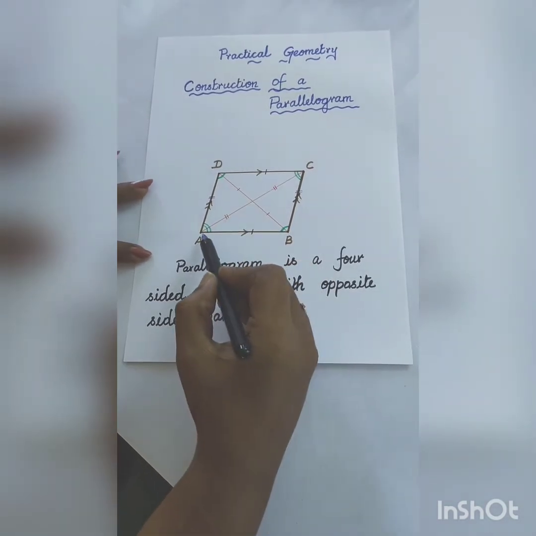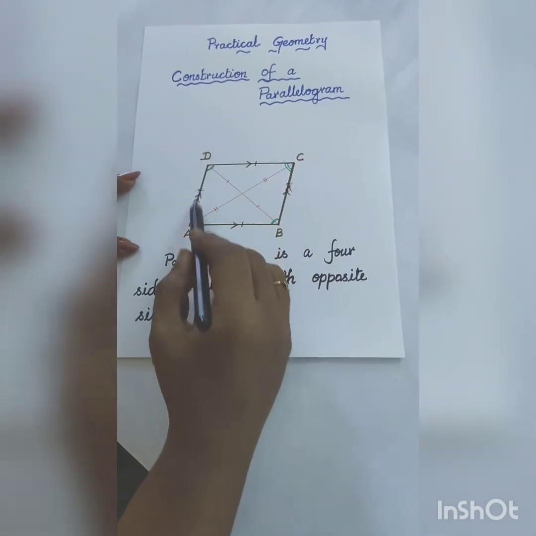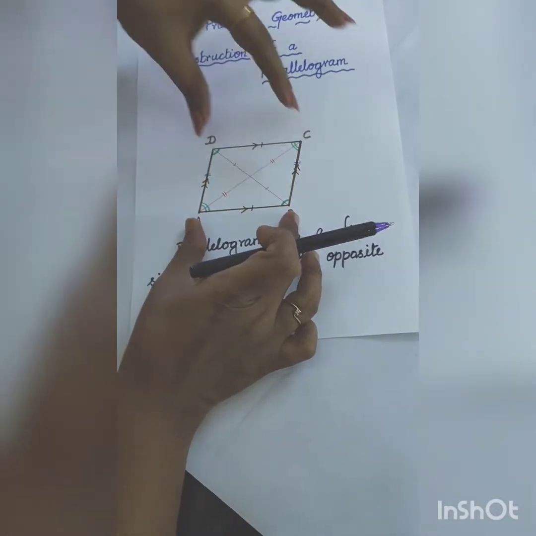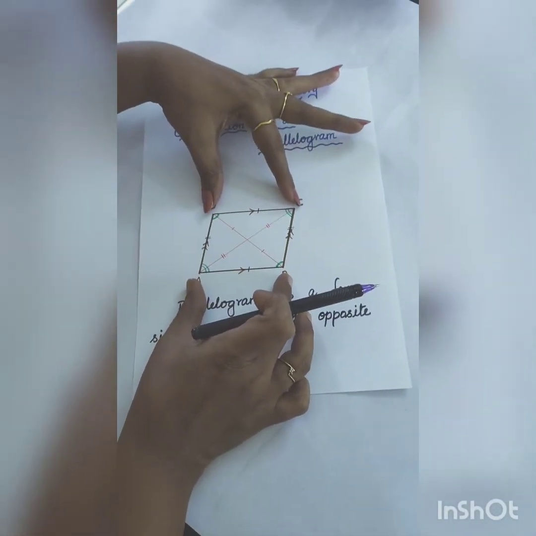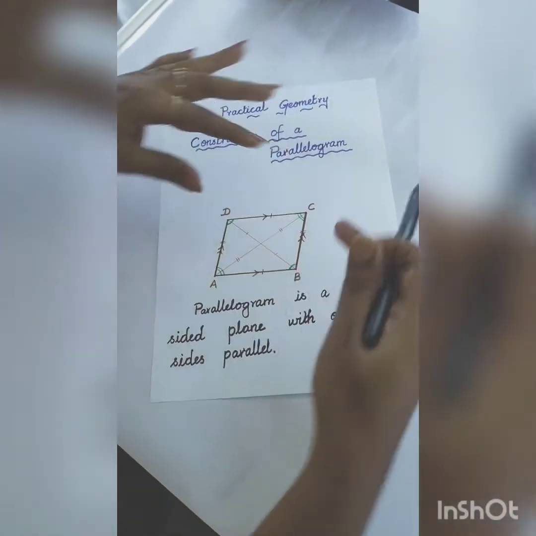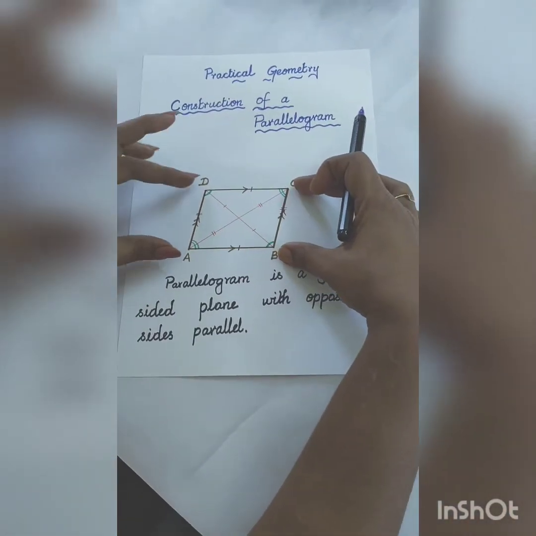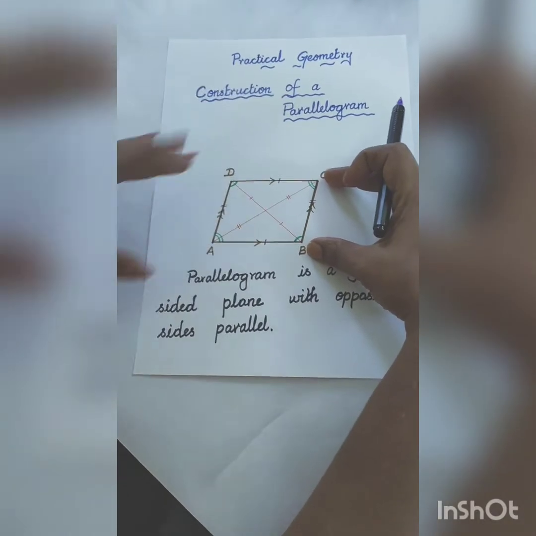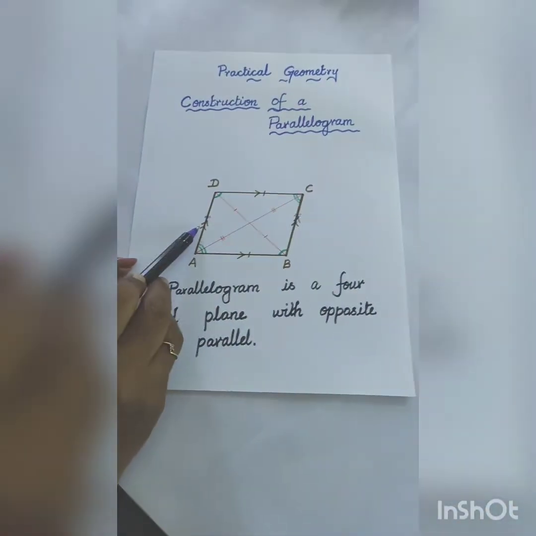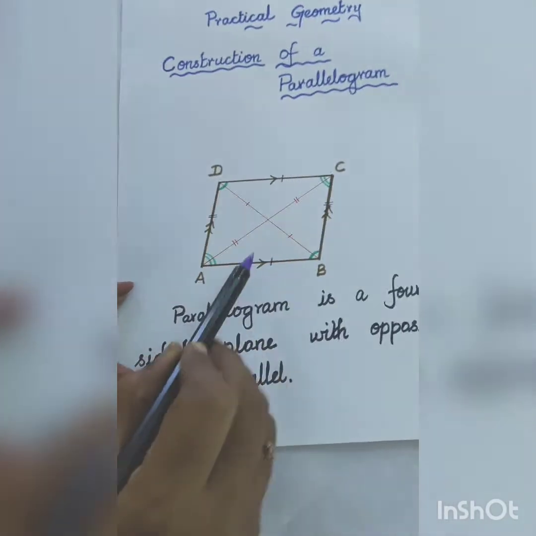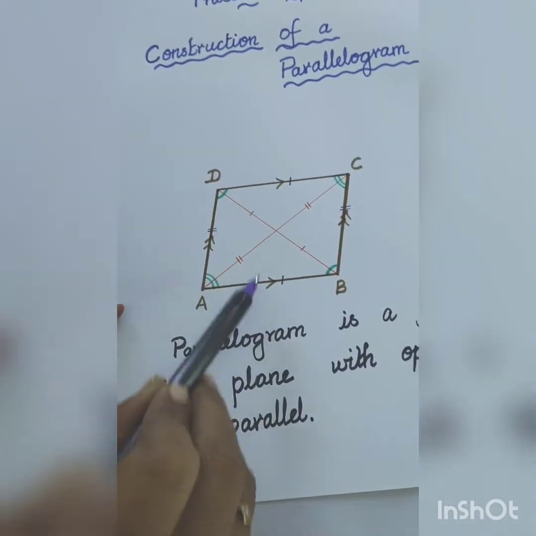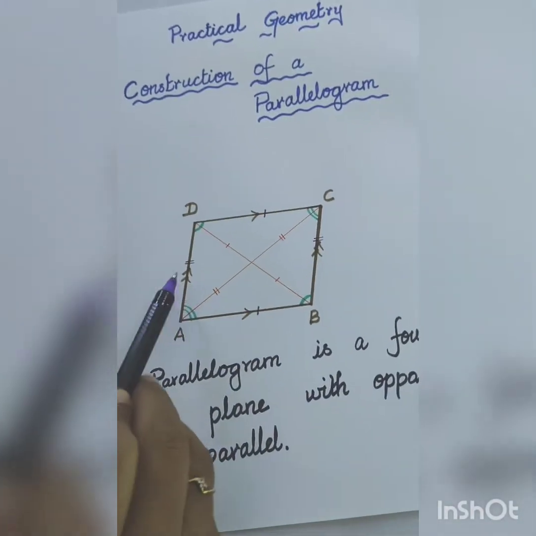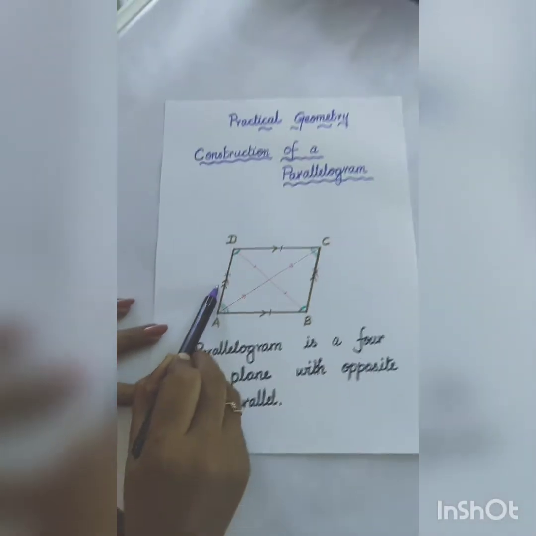So consider a parallelogram ABCD. In this parallelogram, the side AB and the side CD are parallel and equal. In the same way, the side BC and the side AD are parallel and equal. Here we have the arrows, no? This arrow indicates the parallel sides. These two sides are parallel. These two sides are parallel.